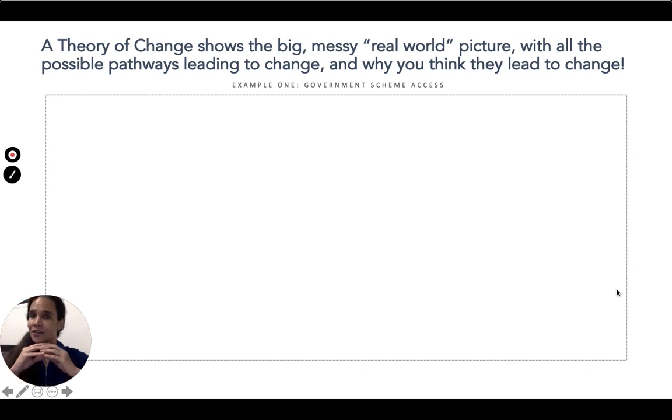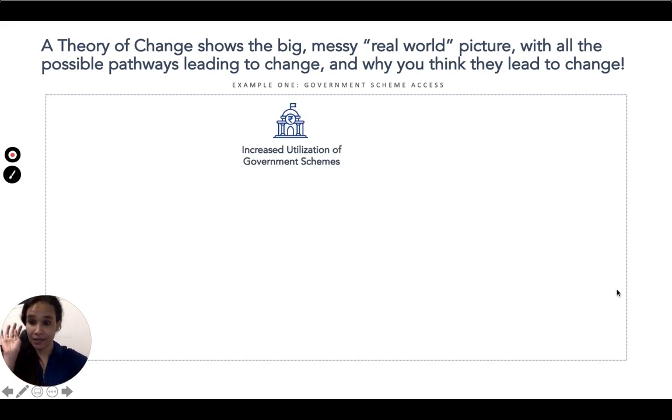The first thing to remember and to bring back into the discussion is we are starting with a certain result or a certain goal. In this example that we're going to be discussing, the goal or the result of this organization is to increase the utilization of government schemes.